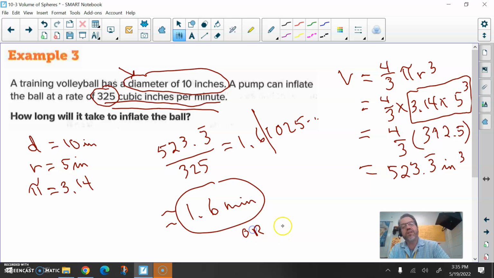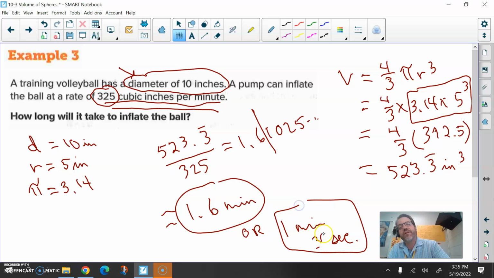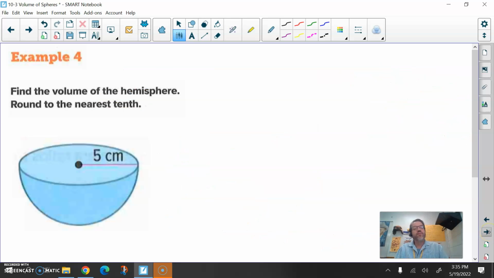So you could even say 1 minute 36 seconds. And that might be a better way to say the answer. Either way is fine. Okay, 1 minute 36 seconds. There, I got it on the screen. So 1.6 minutes, that's the answer we're looking for. If you do go the extra step and write 1 minute 36 seconds, well, that's even better. All right, now, let's look at this example, example 4. Find the volume of the hemisphere.